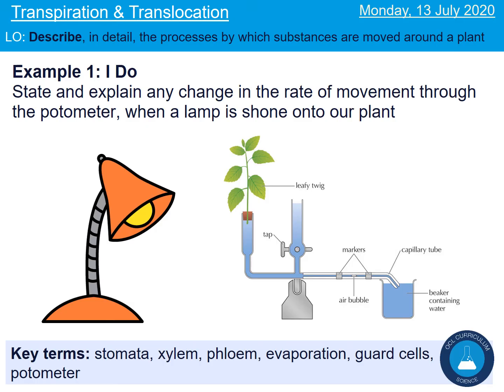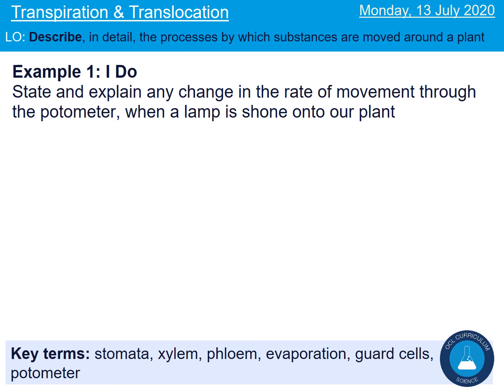Putting this into the context of some exam questions, we first got a model answer. In this question, we're asked to state and explain the change in our rate of movement of our bubble when a lamp is shone onto the plant. In terms of my model answer, I would include the following key pieces of information.